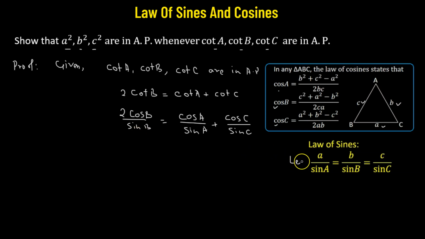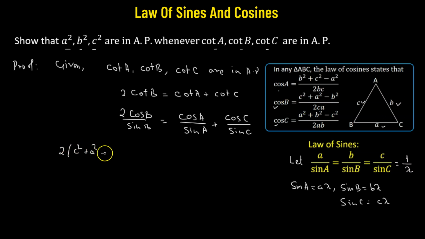For this, we're going to consider the law of sines and consider that these three ratios are equal to a constant, and let's call it 1 over lambda. That means we can represent sine of A as a multiplied by lambda. Then sine of b will be equal to b times lambda, and sine of c will be equal to c times lambda. So we'll use these values. Cosine of b will be c squared plus a squared minus b squared, whole divided by 2ca. And since we have sine b, sine b will be simply lambda multiplied by b.